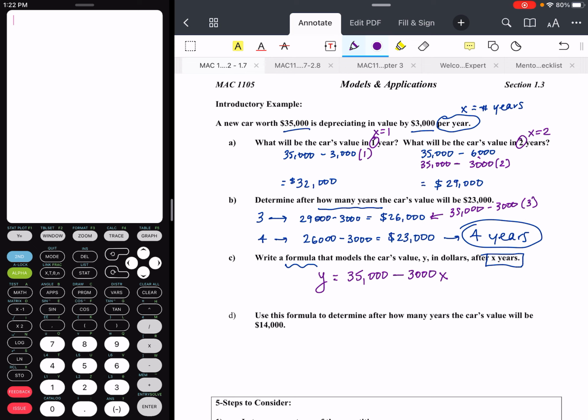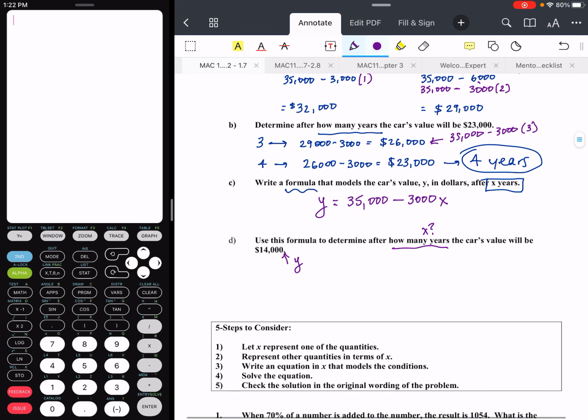And for part D, use this formula to determine after how many years. So again, we're solving for X, right? What's X? The car's value will be $14,000. So they give us $14,000, the car's value. That's going to be Y because Y is the car's value. So I'm going to set up my equation as 14,000, my car's value, equals 35,000 minus 3,000 times X.